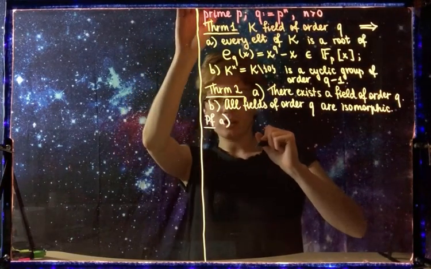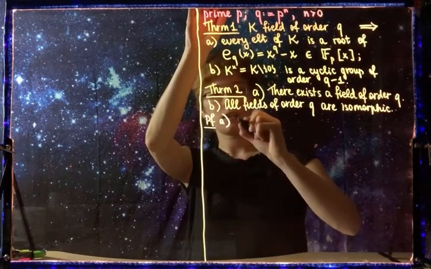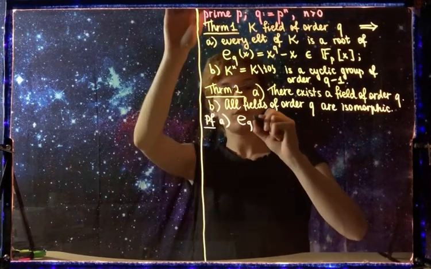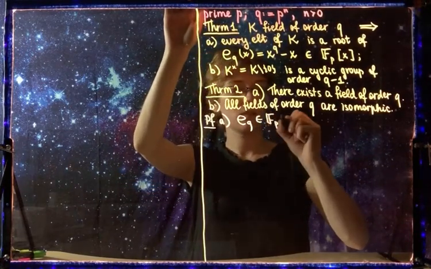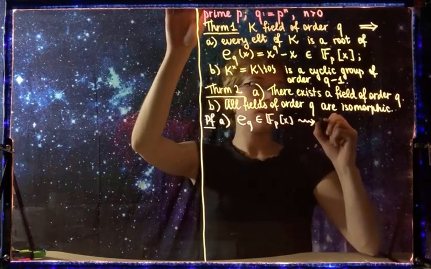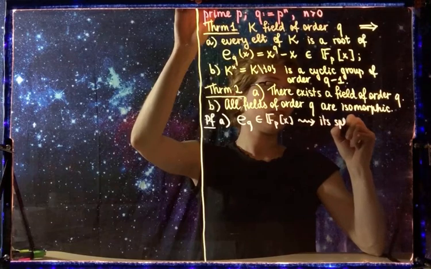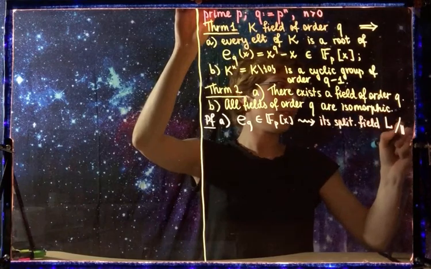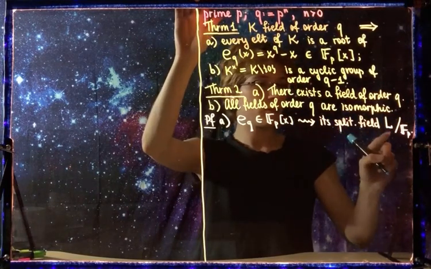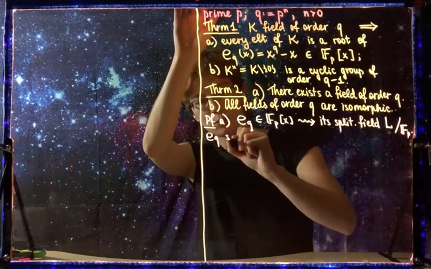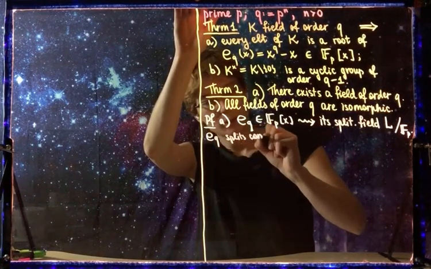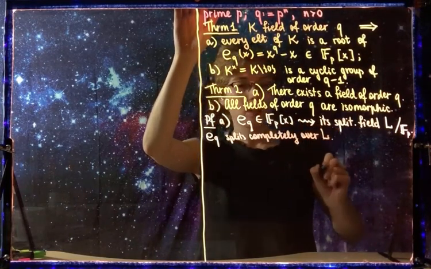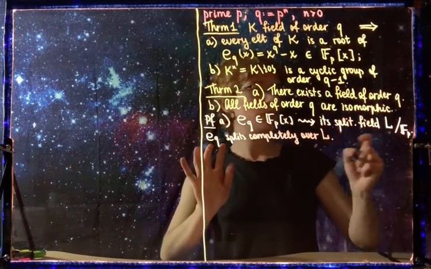For the proof of part A, I consider a certain polynomial, the polynomial e sub q in Fp adjoint x, and I view its splitting field L, which is a field extension of Fp. So in particular, e sub q splits completely over L. So it has exactly q roots in L.